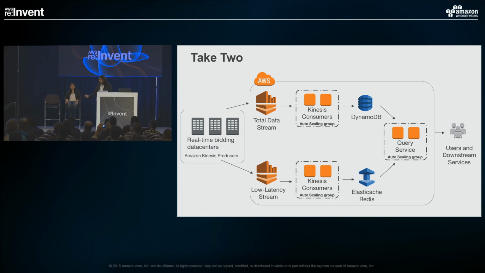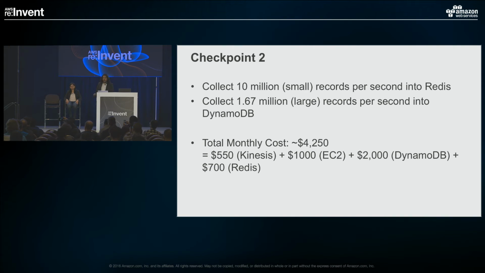So our architecture now looks like this, and this is how much we now have to spend. We're still collecting 10 million records per second or so now into Redis, and a sixth of that, larger records into DynamoDB, about 1.6 million. And the total monthly costs are significantly reduced. Dynamo is a sixth as expensive. We add another Kinesis stream, so it's a little bit more there, a little bit more EC2. We're also paying for Redis, but this is better, less than half as much.